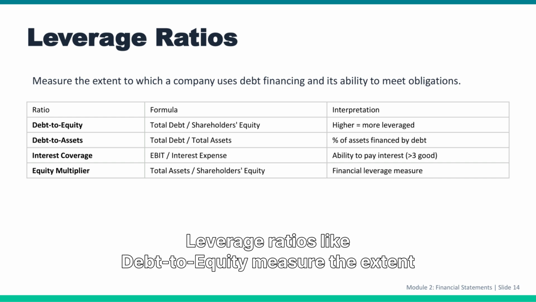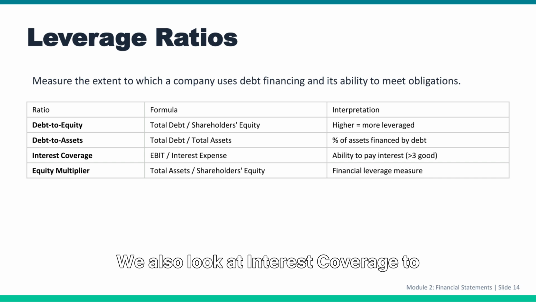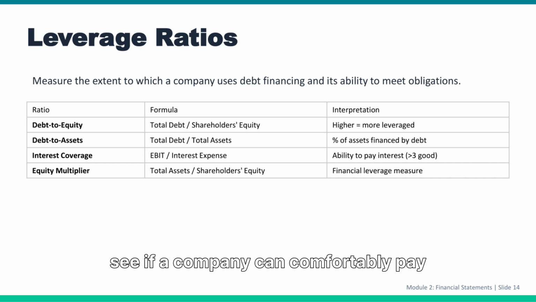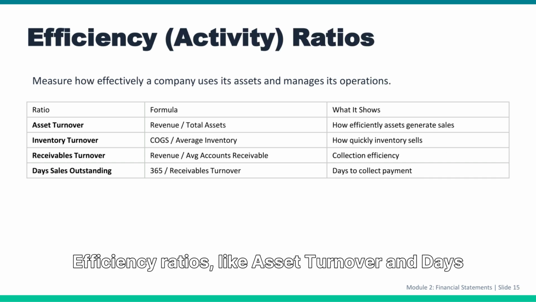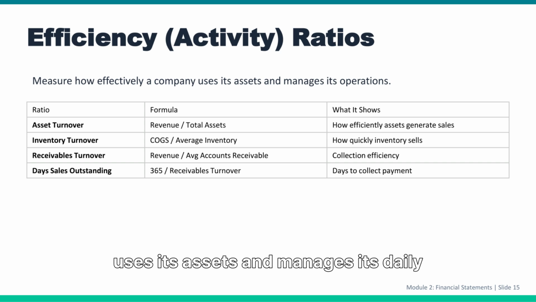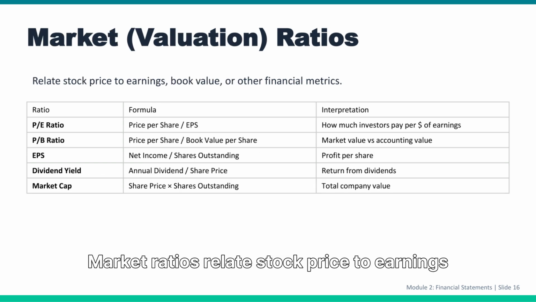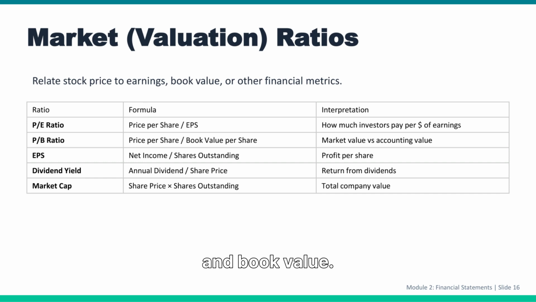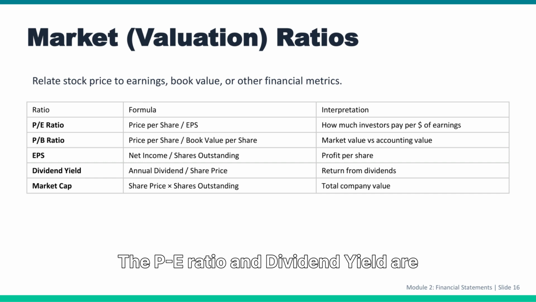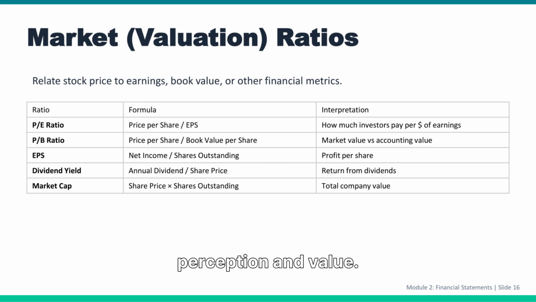Let's take a look. Leverage ratios, like debt to equity, measure the extent of debt financing. We also look at interest coverage to see if a company can comfortably pay its interest. Efficiency ratios, like asset turnover and days sales outstanding, measure how effectively a company uses its assets and manages its daily operations. Market ratios relate stock price to earnings and book value. The P/E ratio and dividend yield are primary tools for investors to assess market perception and value.